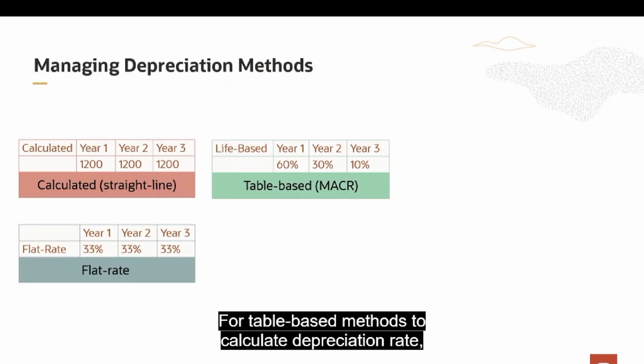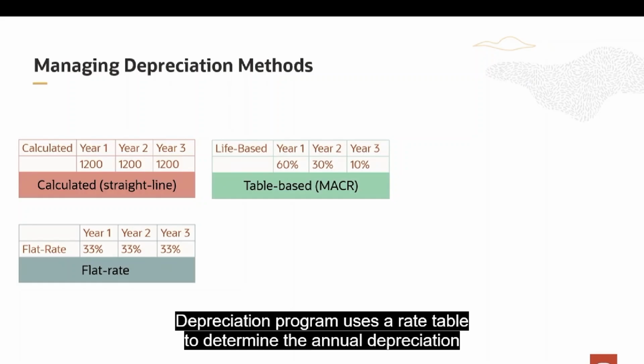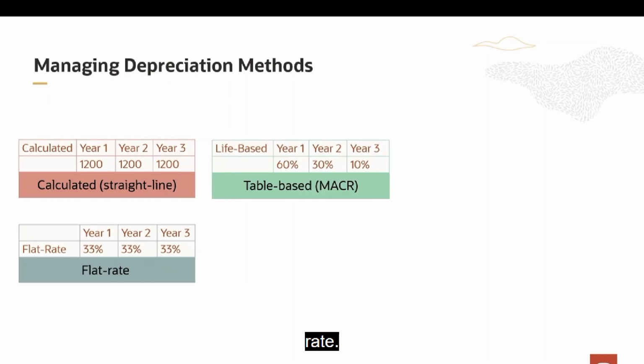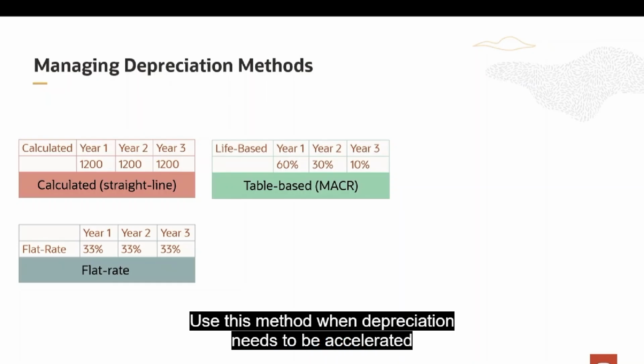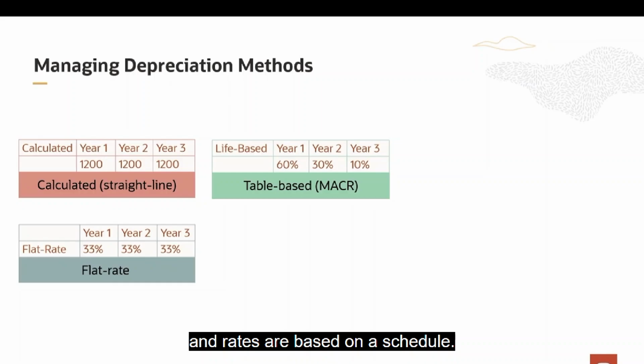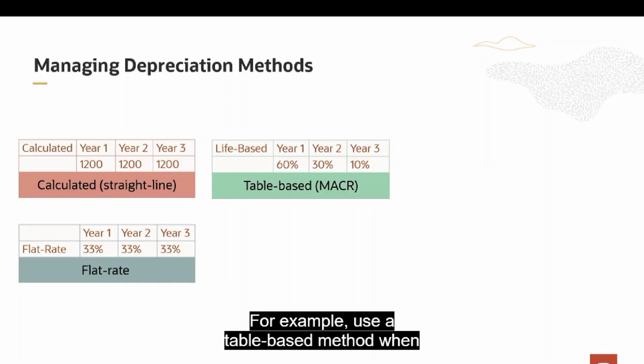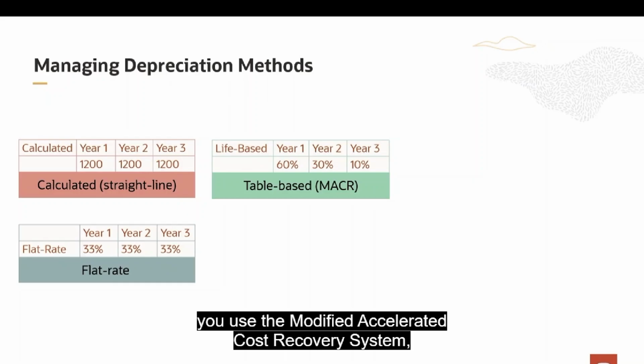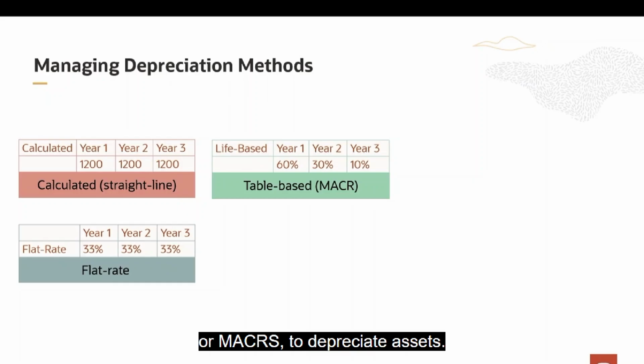For table-based methods, the calculate depreciation program uses a rate table to determine the annual depreciation rate. Use this method when depreciation needs to be accelerated and rates are based on a schedule. For example, use a table-based method when you use the Modified Accelerated Cost Recovery System, or MACRS, to depreciate assets.